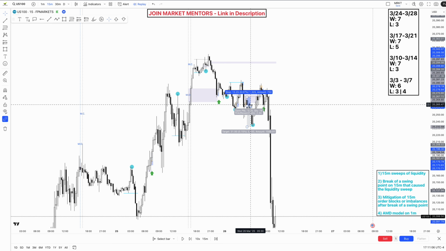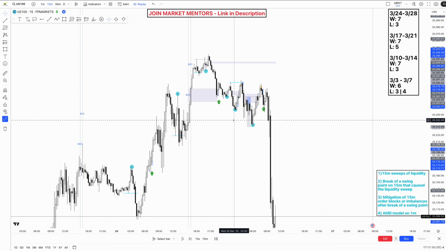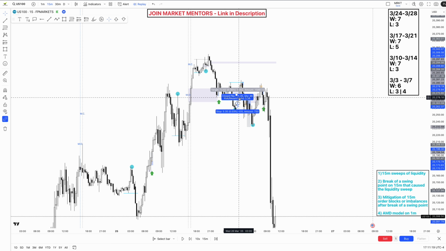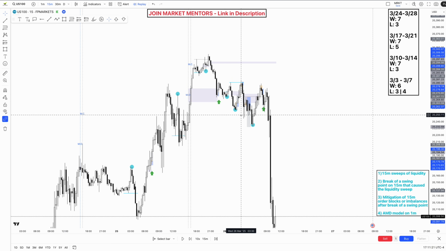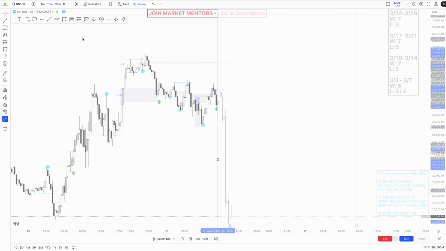But what I could say is, even though it reacted to this area once already, it decided to push back to this area again, probably either to mitigate a higher order block, since this order block here was already mitigated, or probably to sweep some liquidity. And in this case, it swept the liquidity that the move had already given. So it swept this swing point right here, and then it starts to give you another move, and it gives you a sell move right here.